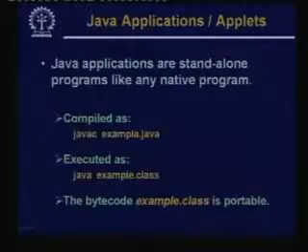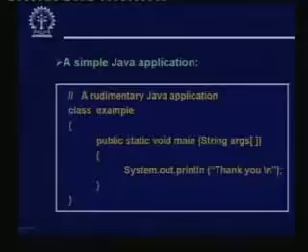As I said, the Java bytecode file is portable. You can simply copy this Java bytecode file example.class to any machine, any platform, and you can execute it there. The program will execute correctly. Okay. So, a typical Java application looks like this. This is the simplest possible Java application, which simply prints a line of text on the screen, thank you, followed by a new line.